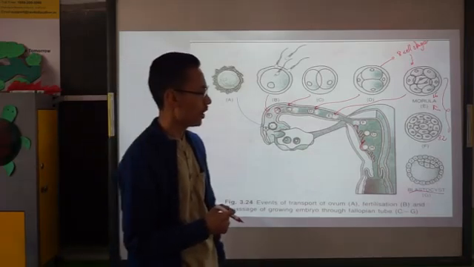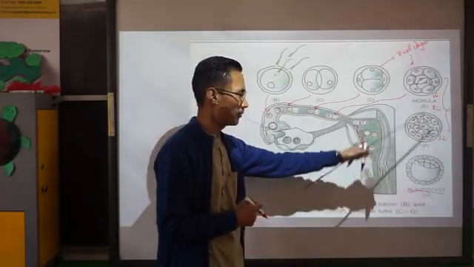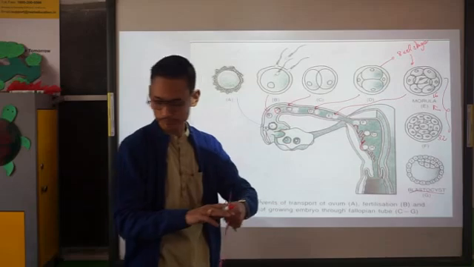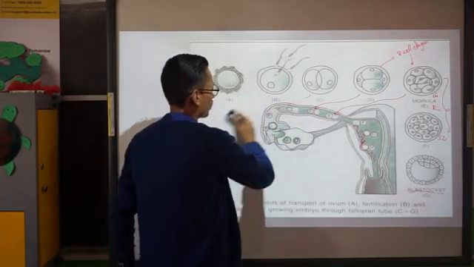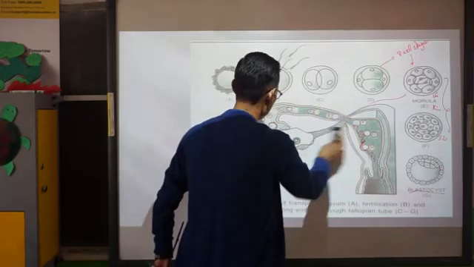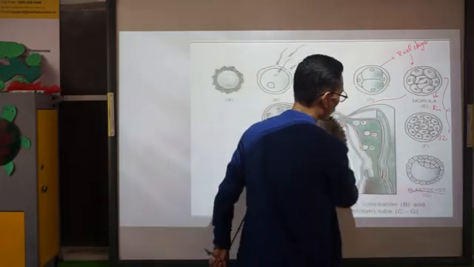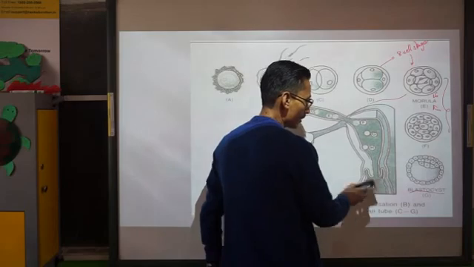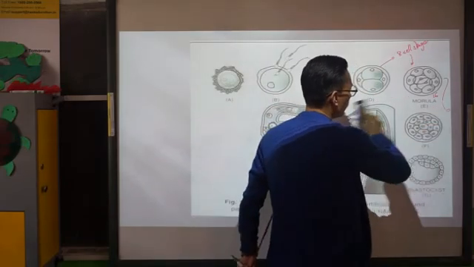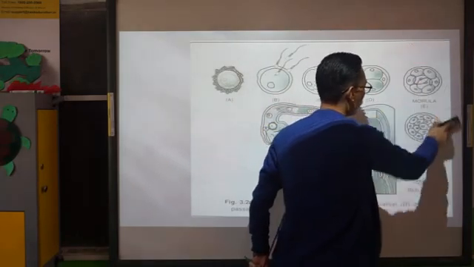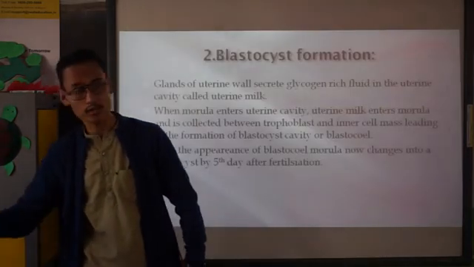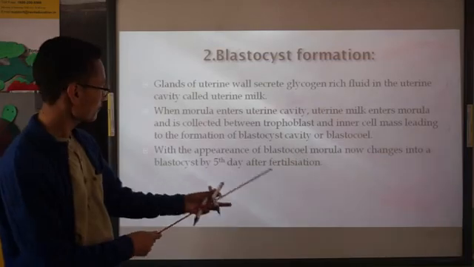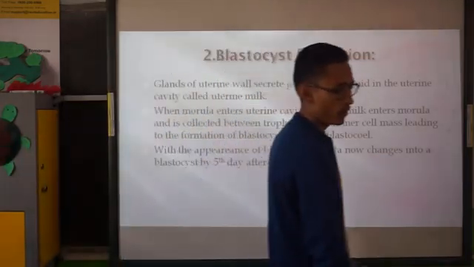Now we learn about the formation of blastocyst from the morula. Clear? So keep in your mind that the morula is a solid mass with 16 blastomeres or with 32 blastomeres, and it consists of the inner cell mass and the trophoectoderm or the trophoblast. So listen over here. Blastocyst formation from morula.